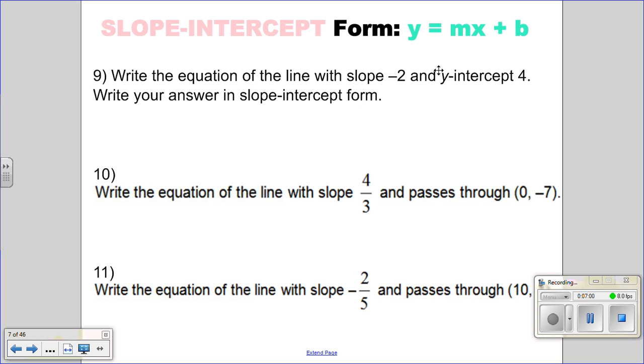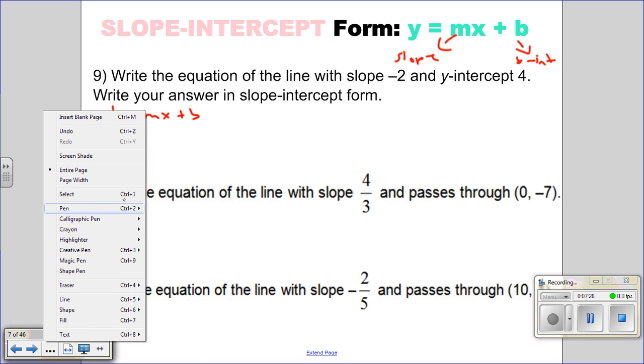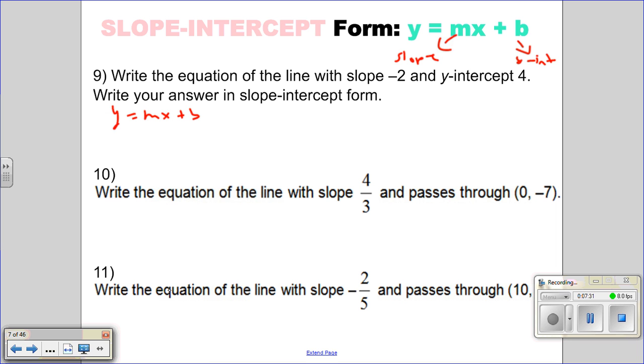So again, when you have slope-intercept form, the reason it's called slope-intercept form is because m is your slope, and b is your y-intercept. So on number 9, when they want us to write the equation in slope-intercept form, let's first write out y equals mx plus b. They tell us the slope is negative 2, so that means negative 2 is m. They tell us the y-intercept is 4, so that means 4 is b.